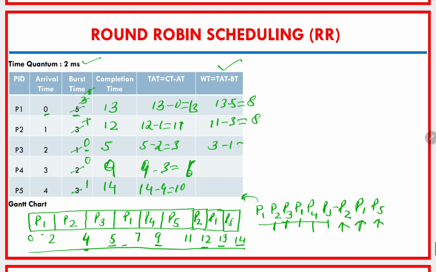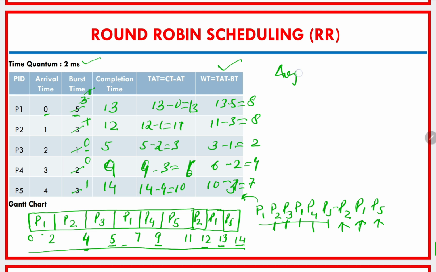Burst time is 1, so this comes out to be 2. Then 6 minus burst time is 2, this comes out to be 4. Then 10 minus 3, 7. So let's add all these values to fetch the average turnaround time.